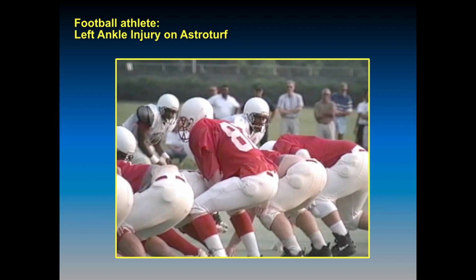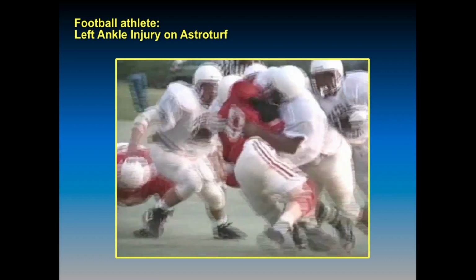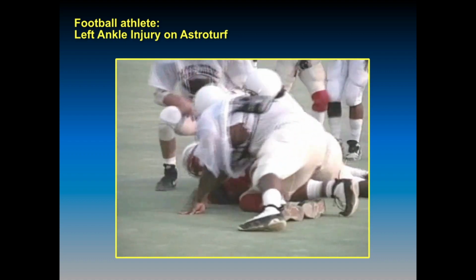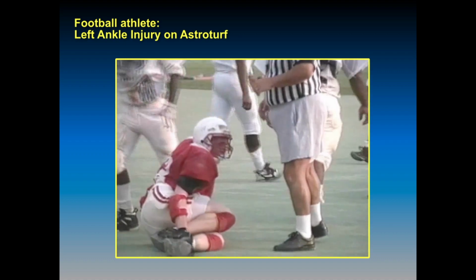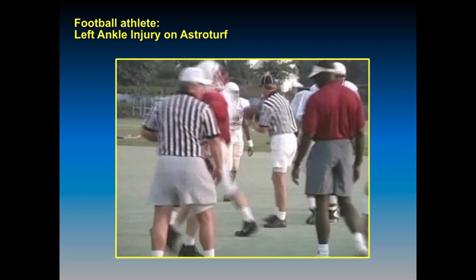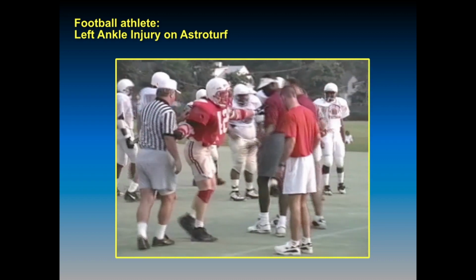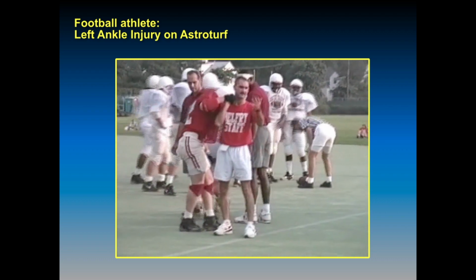This is a left ankle injury in a football athlete. Watch as this running back goes up over, comes down, and he goes to try to get up. It's good to make sure you tell your coaches not to pull the players up. So he gets up on his own, starts hopping around, doesn't put any weight on his left lower extremity, a sign that there's something significantly wrong.